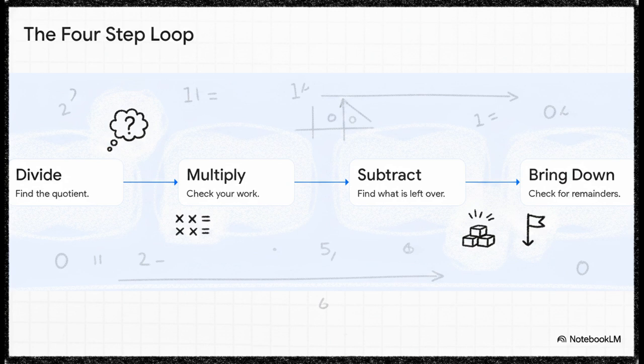Step 1, divide. How many whole times does 4 fit into 9? Exactly 2 times. Step 2, multiply. 2 times 4 is 8. Step 3, subtract. 9 minus 8 is 1. And step 4, we look for numbers to bring down. There aren't any, so we finish. Once you lock in this rhythm, divide, multiply, subtract, bring down, you can literally solve any division problem on Earth.